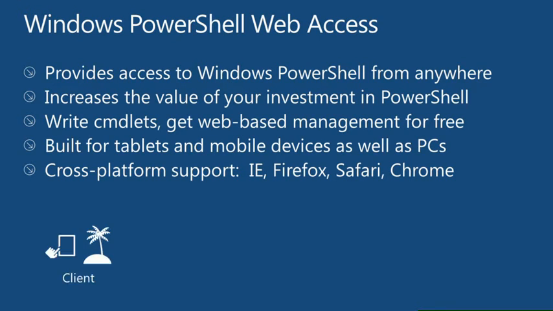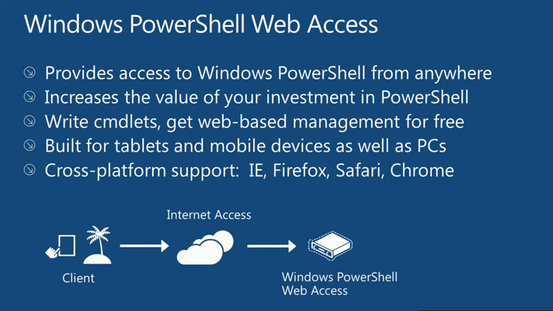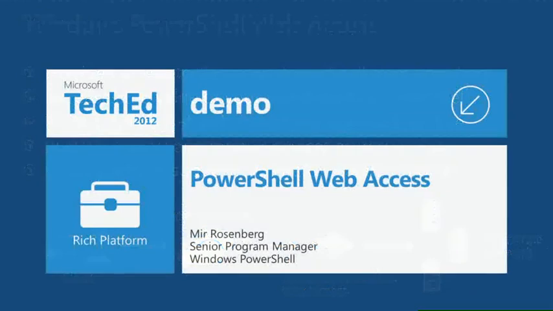So in this case, just to do a quick walkthrough of the architecture, you're in your client at the beach. You're like, oh my God, I get an alert, one of my servers is down. As long as I have internet access, I can connect to my gateway, which is running Windows PowerShell Web Access. And that way I can get access to my corporate machines and troubleshoot, say, what's going on. So let's see a demo of that.